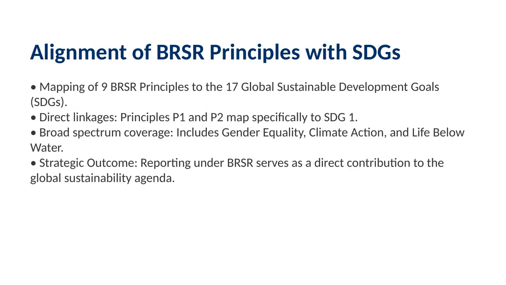Now, let's dive into the alignment of BRSR principles with the Sustainable Development Goals, or SDGs. If you look at the mapping table in your material, you'll see that the 9 BRSR principles are intricately linked to the 17 global SDGs. For instance, principles like P1 and P2 map directly to SDG 1, while other principles cover a broad spectrum of goals, including gender equality, climate action, and life below water. Essentially, this mapping ensures that when a company reports under BRSR, it is simultaneously contributing to the global agenda for sustainable development.